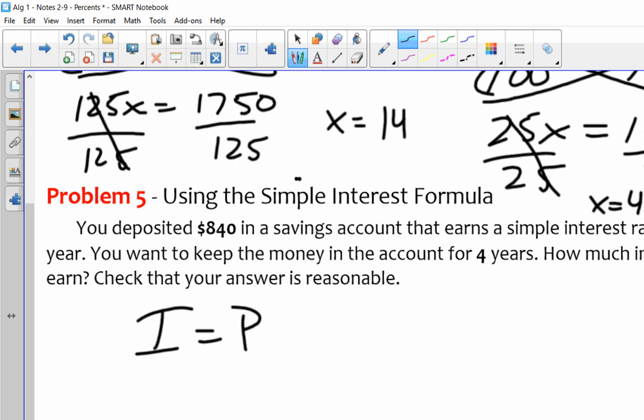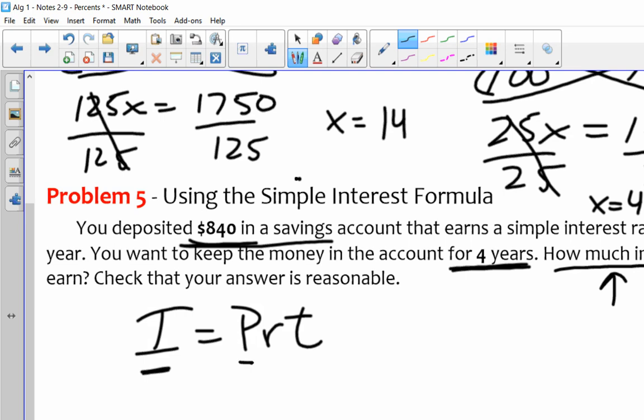Interest equals the principal times the rate times the time. Okay. And this was in the notes that we took at the very beginning. Okay. You went to the bank and you deposited $840 into a savings account. It earns simple interest at this amount per year, and you want to keep the money in the bank for 4 years. And they want to know how much interest you will get at the end of that time. Okay. So interest is what I'm trying to find. That's what they ask me right here.